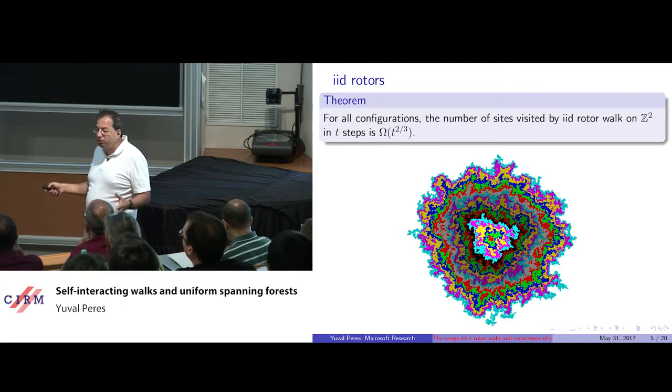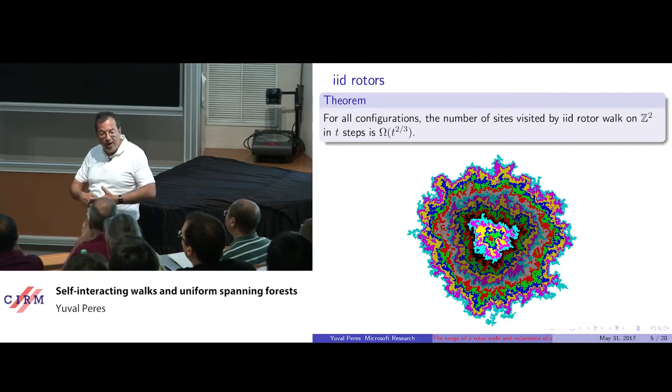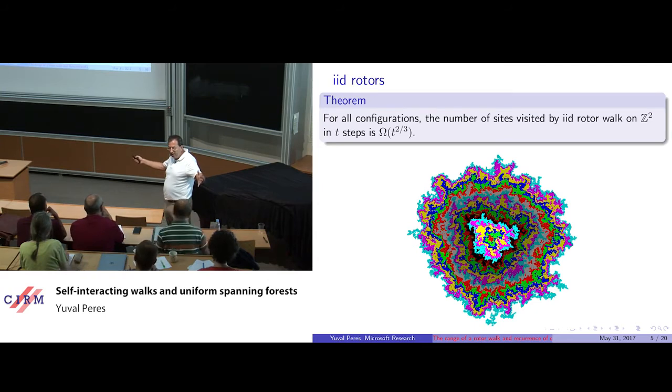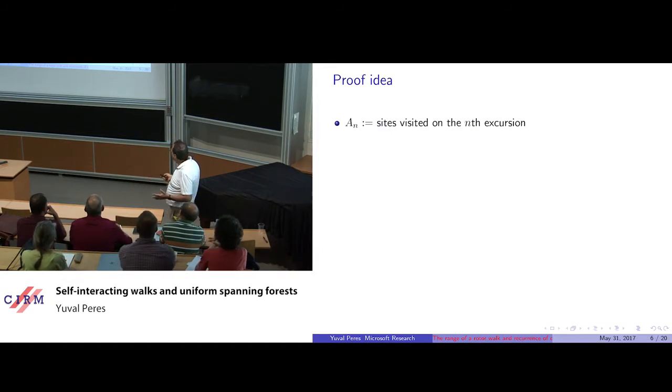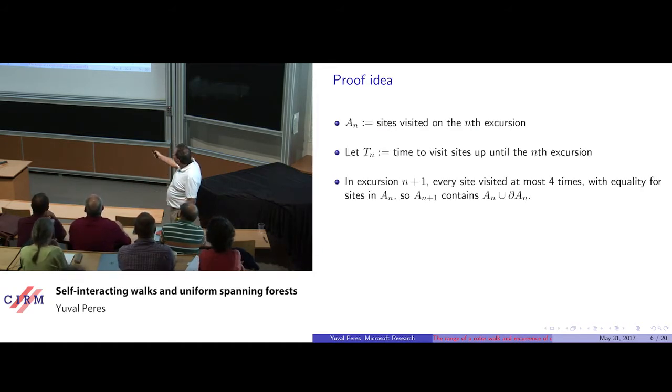But some initial rotor configurations will be transient, so some will actually give a range of order t. So this t to the 2/3 lower bound always applies, conjectured to be sharp in the random case, but it's definitely not sharp in the general case. Okay, so this general proof I already started.